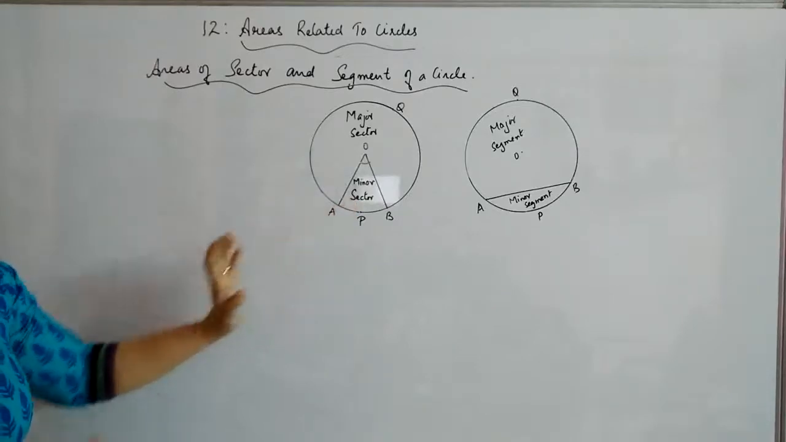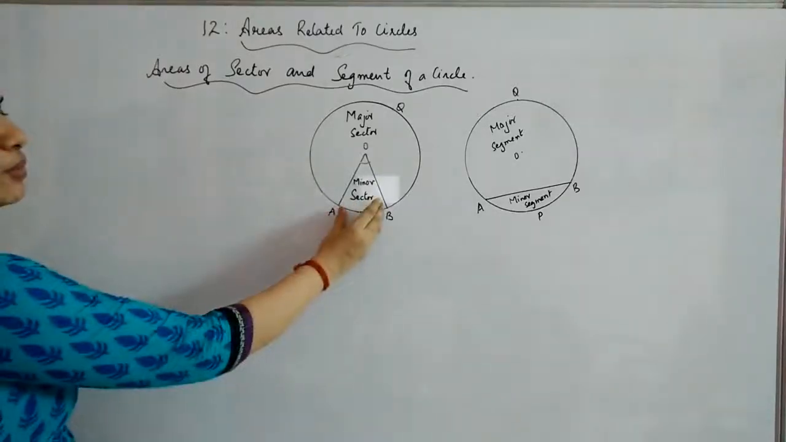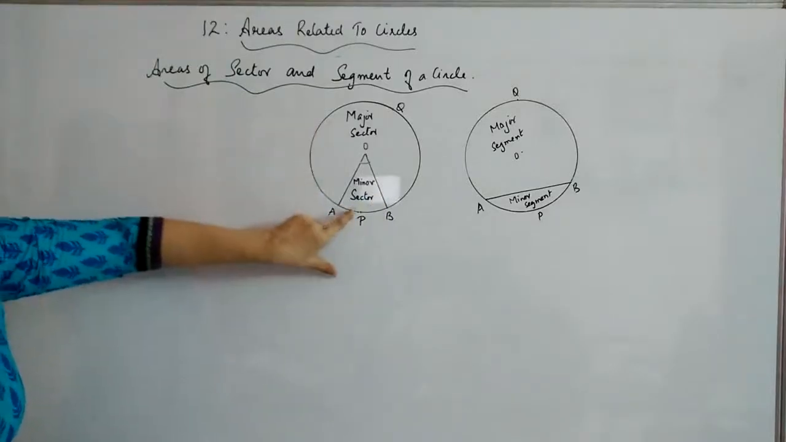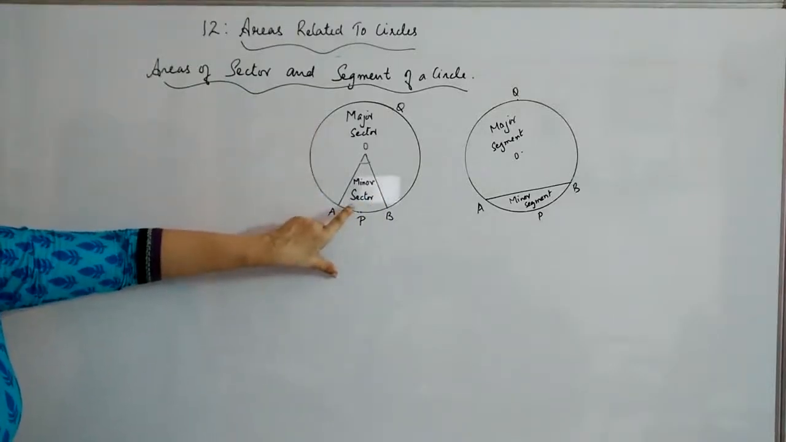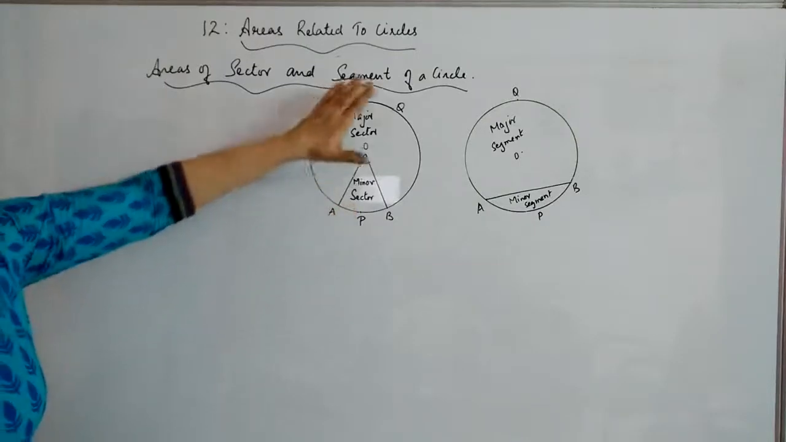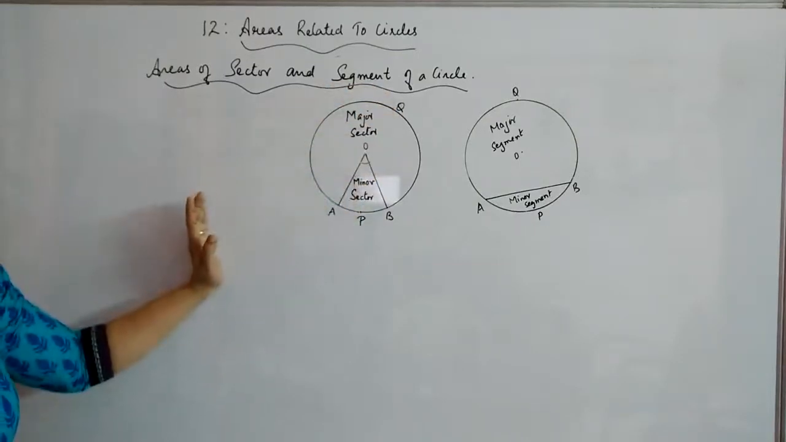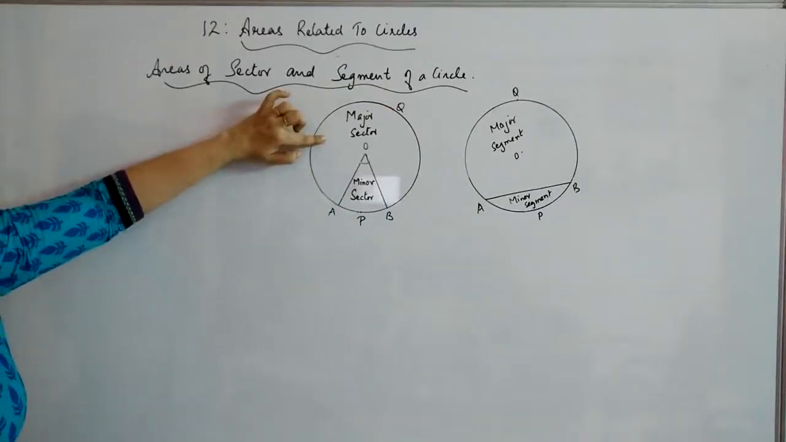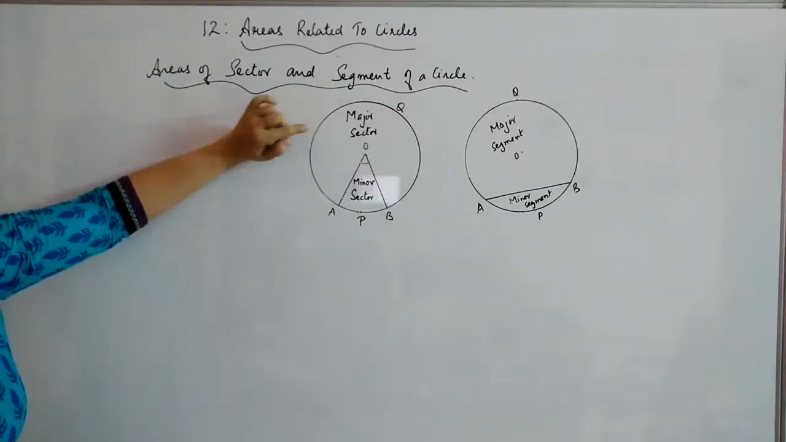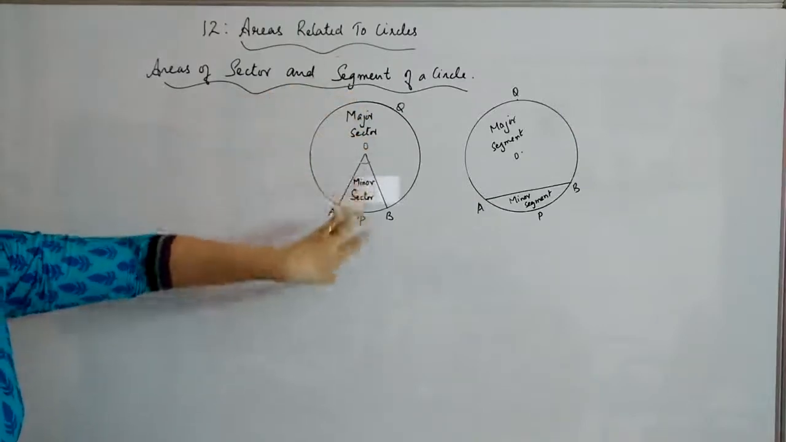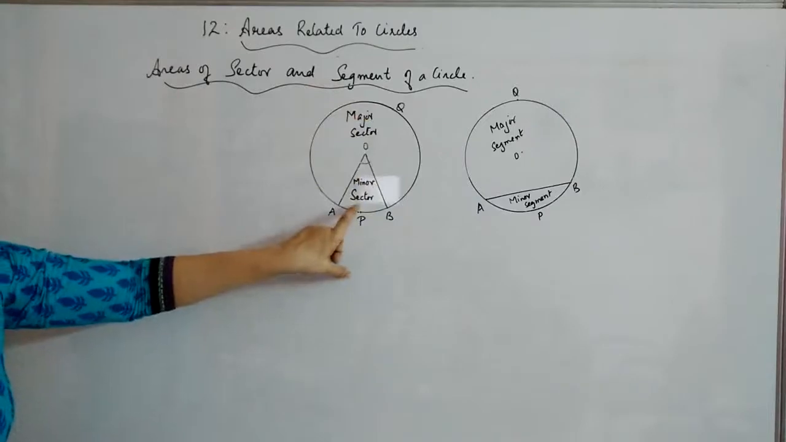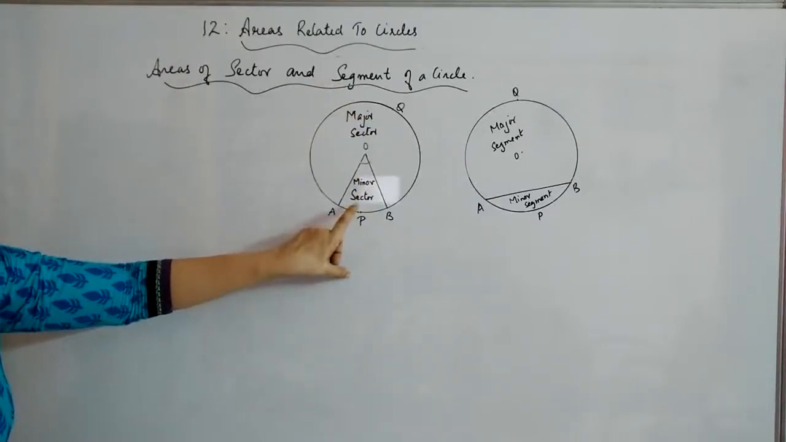Now suppose you know the area of this portion. How will you find out the area of the major sector? For this portion, we will arrive at a formula. But before that, the total area of the circle you have studied, which is pi r square. So in order to find out the area of the major sector, what we will use is pi r square, that is the total, minus this portion's area. That means pi r square minus area of the minor sector. Okay, till this it is clear.